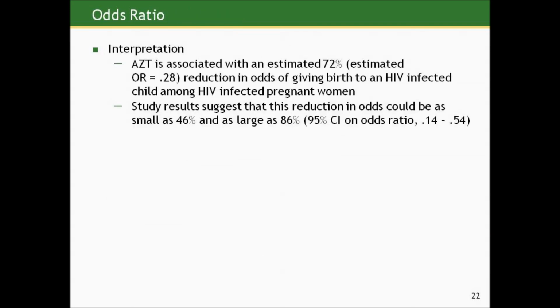So just to interpret, if we wanted to discuss the odds ratio, we could say AZT is associated with an estimated 72% reduction, one way to say this, in odds of giving birth to an HIV-infected child among HIV-infected pregnant women. Study results suggest that this reduction in odds could be as small as 46% and as large as 86%. See if you can get that based on what the confidence interval was.